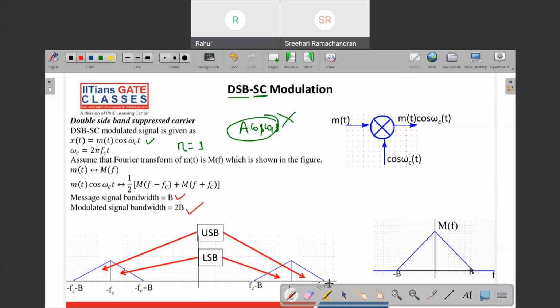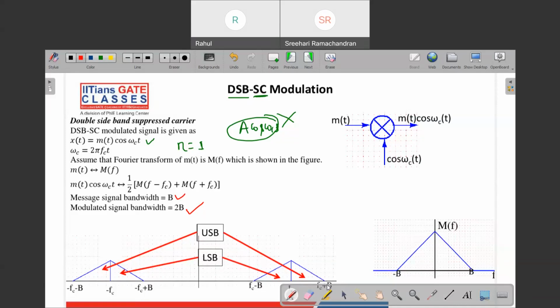So whether you do amplitude modulation or double sideband suppressed carrier modulation, both have the same bandwidth. But the difference between DSBSC and AM is that the power efficiency of DSBSC is always 100%. On the other hand, the power efficiency of amplitude modulation at max can go up to 33%.